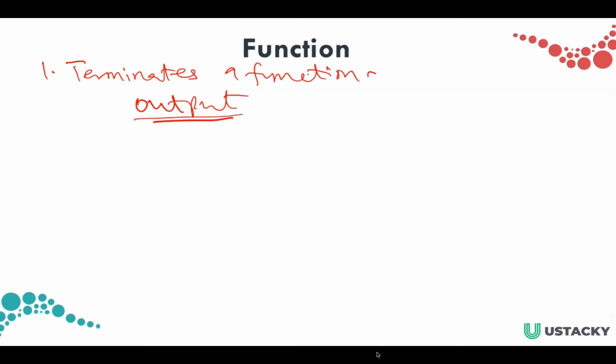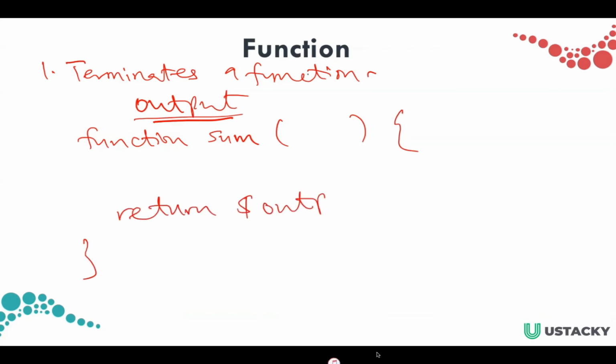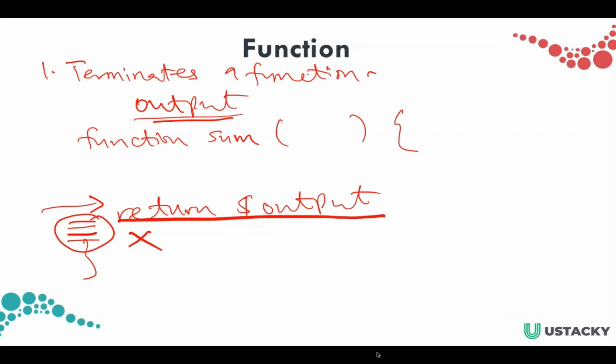For example, if you have a function sum that takes input, and you have return $output, when this is executed, assuming you have some piece of code here, everything here will not be executed. The point of execution stops when the return statement is called.